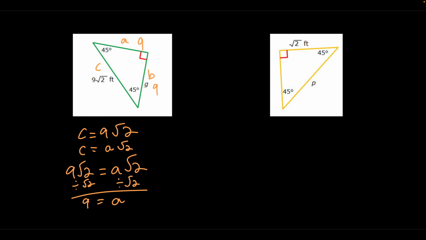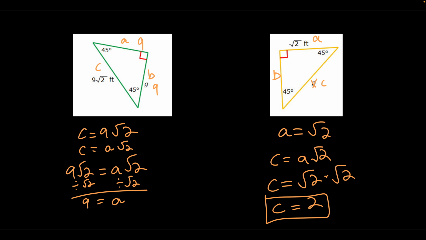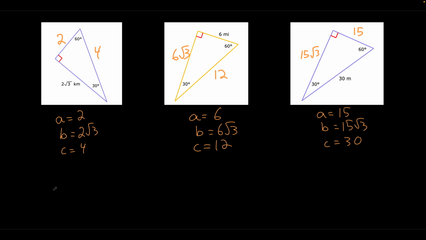Okay, now that you've had time to work these problems, let's check your solutions. For the first problem, you should have gotten that A and B are both 9. Here is the work. You could have also looked at this and said, oh, C is equal to A square root of 2, so whatever number is next to the square root of 2 must also be A and B. Either way works. And for the second problem, you should have gotten C equals 2. Here is the work.